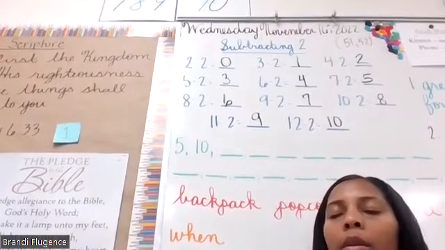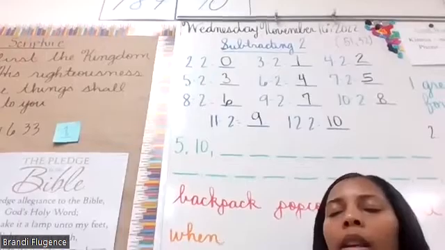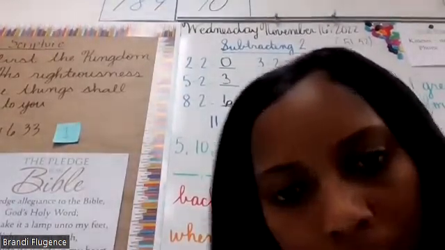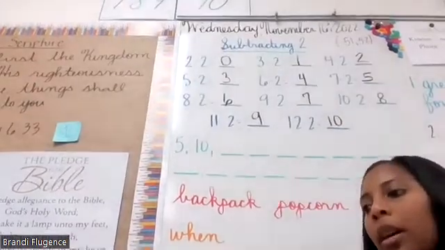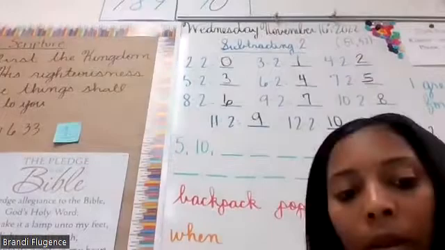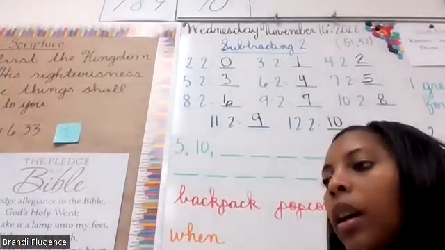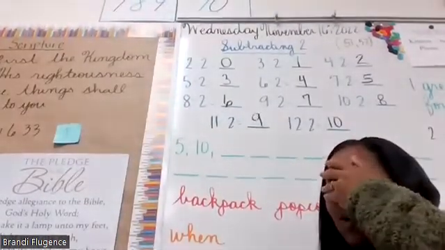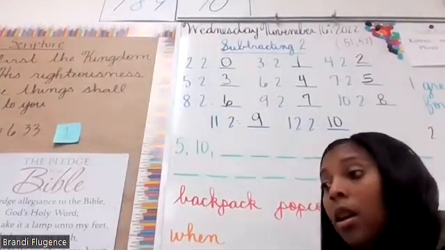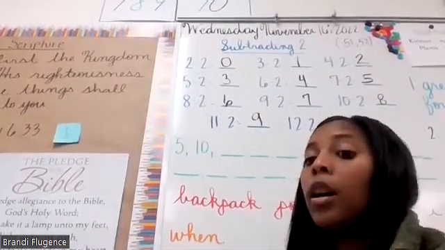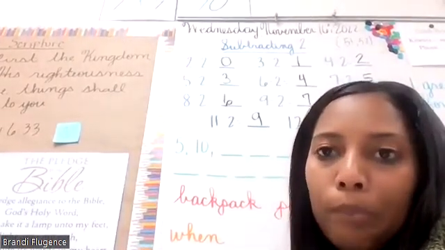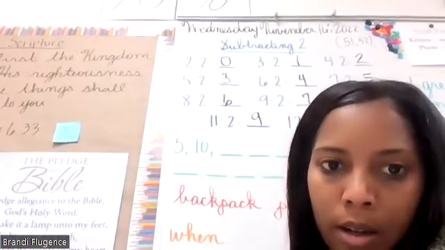8 minus 2 equals 6. 9 minus 2 equals 7. 10 minus 2 equals 8. 11 minus 2 equals 9. 12 minus 2 equals 10. And 102 minus 2 equals 100. All right, good, guys.